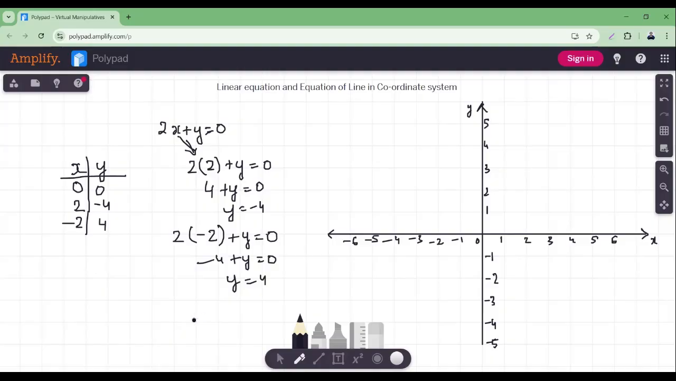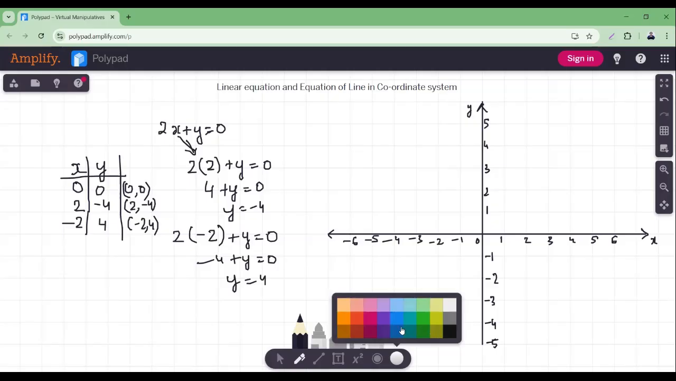Actually, 3 points are sufficient for us to draw a line, right? Let's try to do that. When we have 0, 0, what is the coordinate? It is 0, comma 0. And here the coordinate is 2, comma minus 4. Minus 2, comma 4. Let's take these 3 points and plot it here.